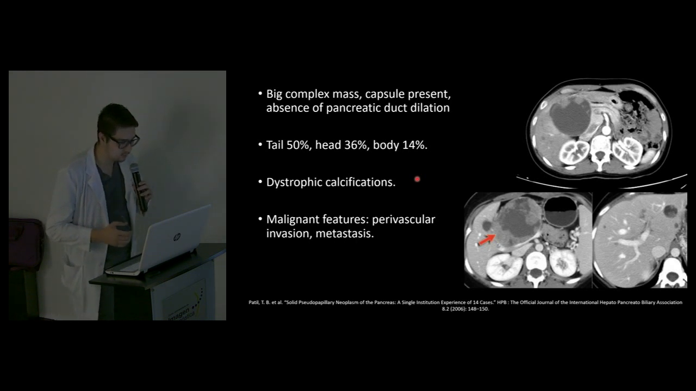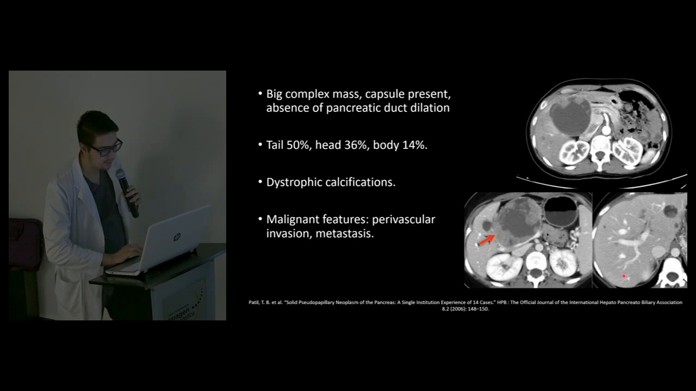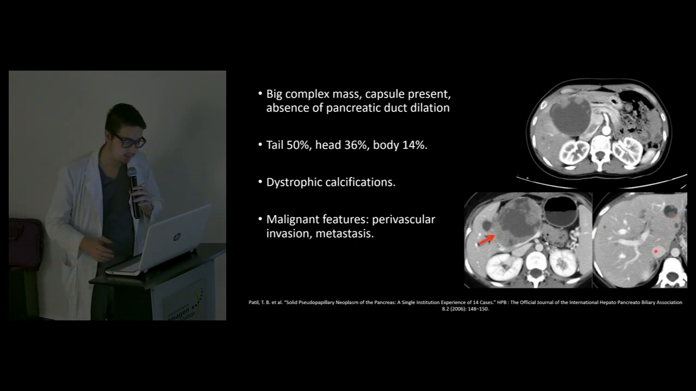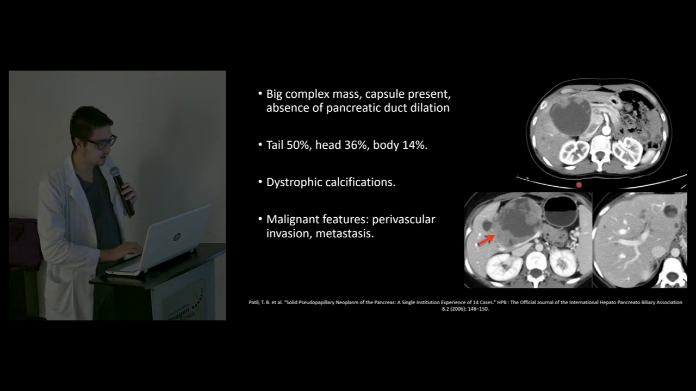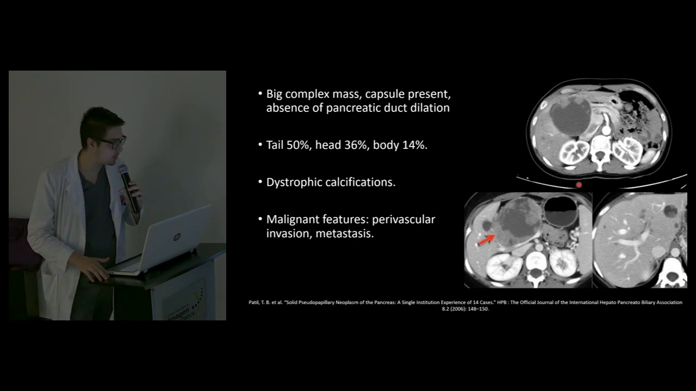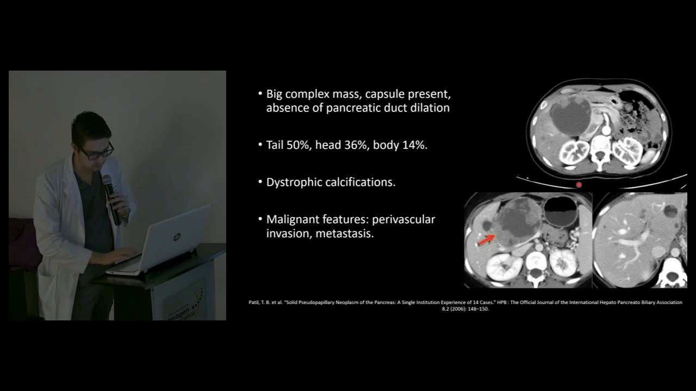When we are in front of one of these tumors, we always have to look for malignant features. What are the malignant features? There are perivascular invasion and metastasis. In this example, in the inferior row, we see two images. We have the primary tumor, which arises from the head of the pancreas, and at the liver, we see multiple nodules. We also have papillary projections with enhancement, and this is our metastasis. The most common places to which this tumor metastasizes are the liver and the local regional lymph nodes.